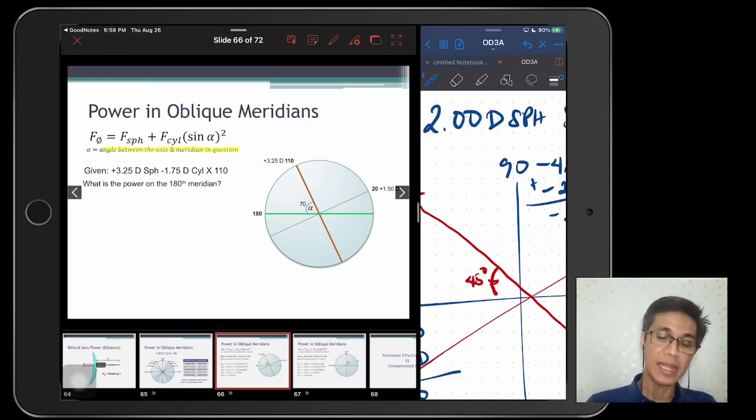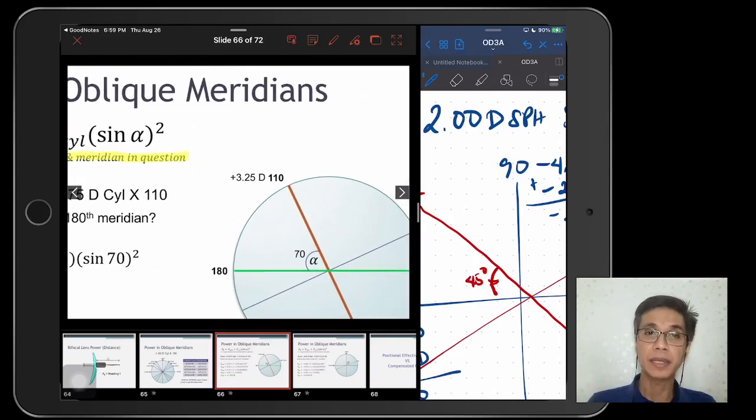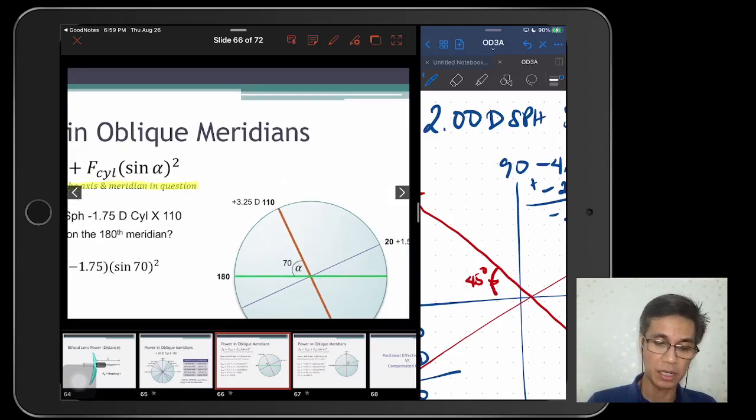Now, anong mangyayari? Apply na lang natin directly yung formula. So, madali lang naman. Ang meron tayo ngayon, spherical power natin ay 3.25. Okay? Ang cylinder power natin ay minus 1.75. Our sine alpha is sine 70 degrees. Again, dito natin nakuha yung 70 degrees: the angle between the axis and the meridian in question.